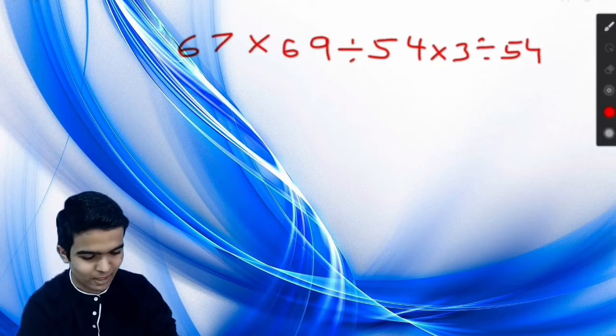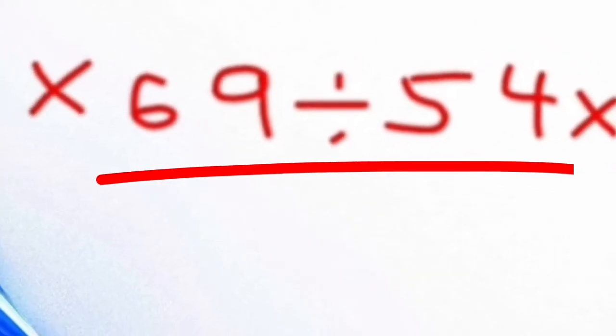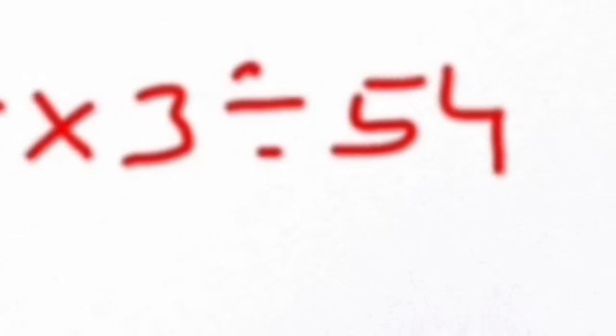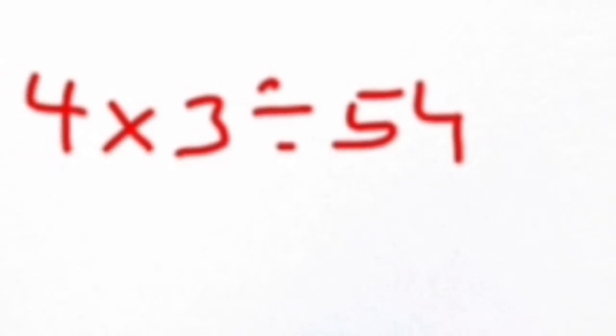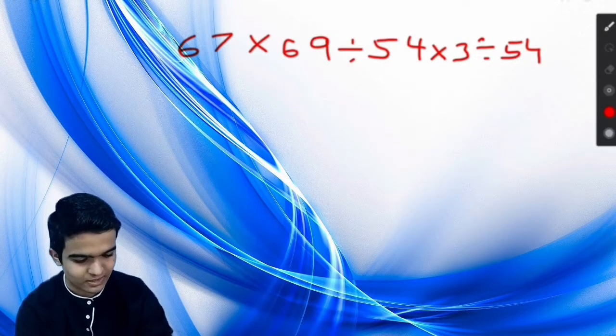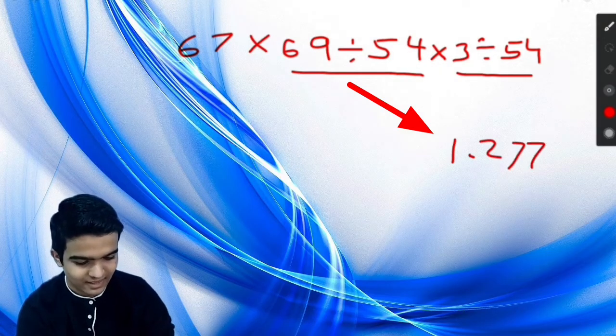So first of all, with BODMAS rule, you can solve this like this. First of all, you have to solve the division, and after that you can actually solve the question. So first of all, I shall solve the division. 69 divided by 54, 1.277 or whatever it is.